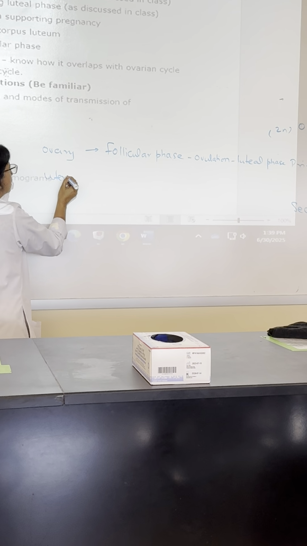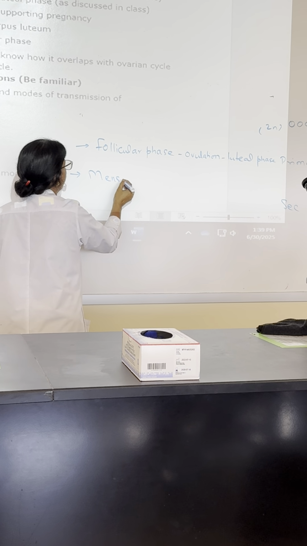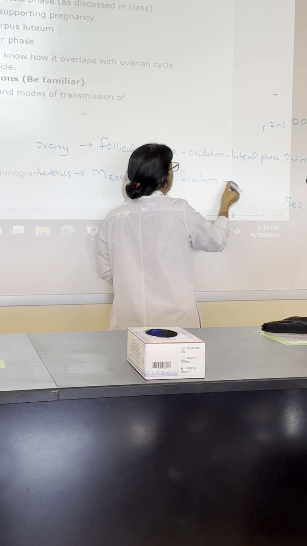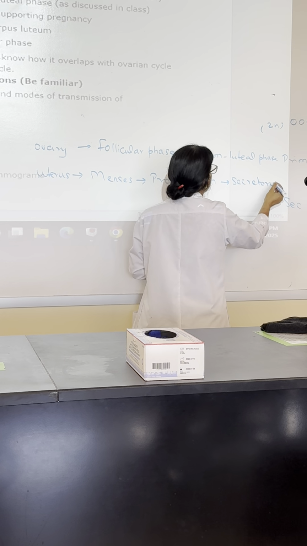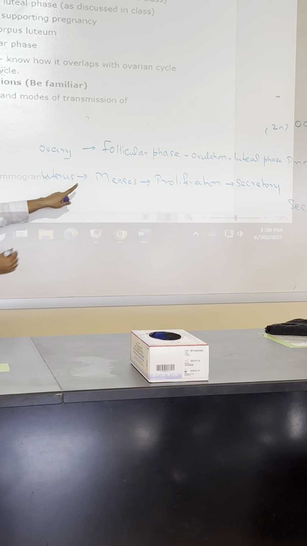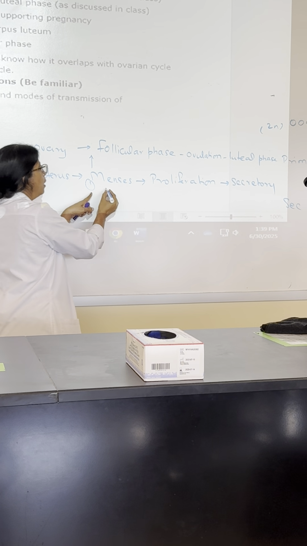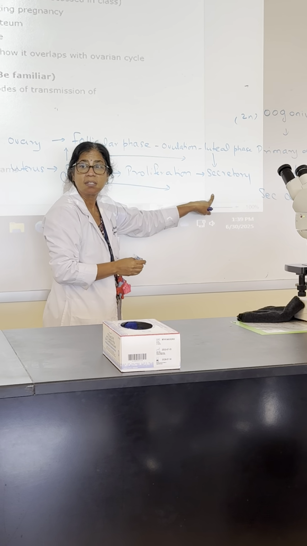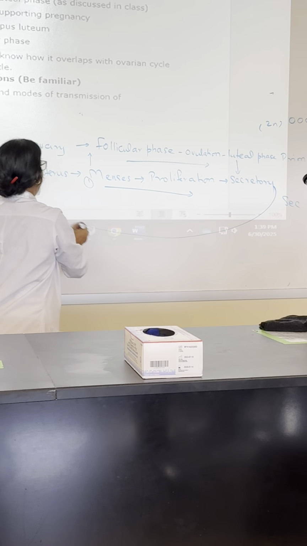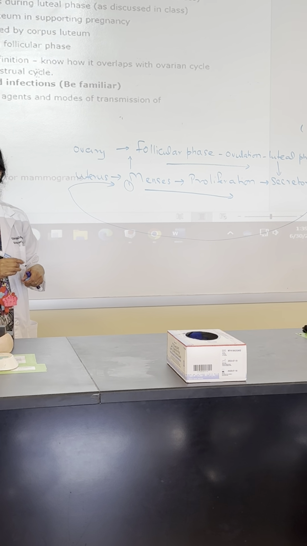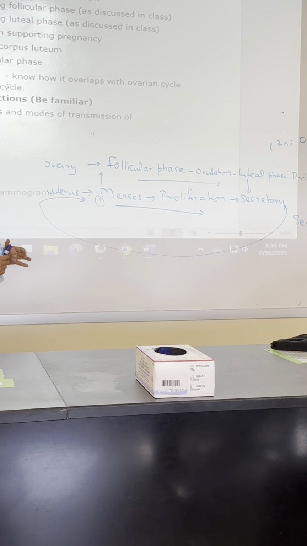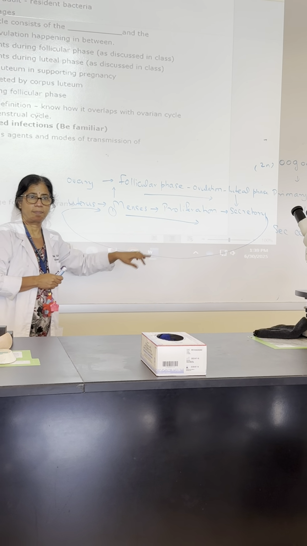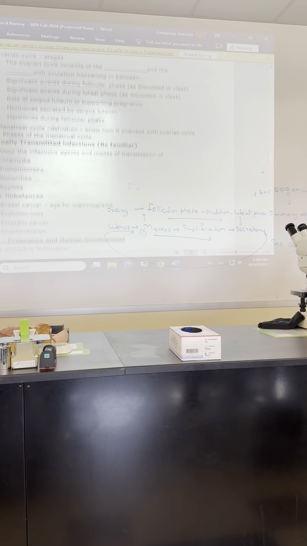Now uterus. Uterus is menses, right? Then you have proliferation, then secretory phase. You got it? So overlap these. Follicular phase starts first day of period, then you have proliferation. When there is luteal phase, there is secretory phase. When the luteal phase drops, then you are coming back to menses. I want you to put where what is happening. So ovarian cycle is that. Uterine cycle will be this.